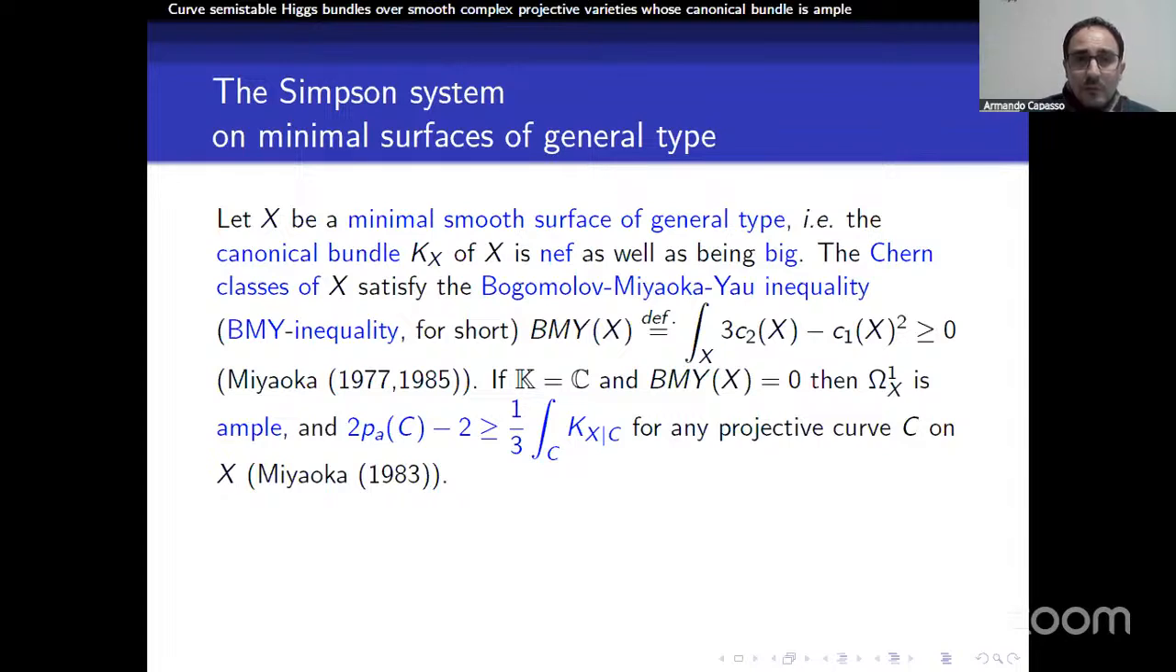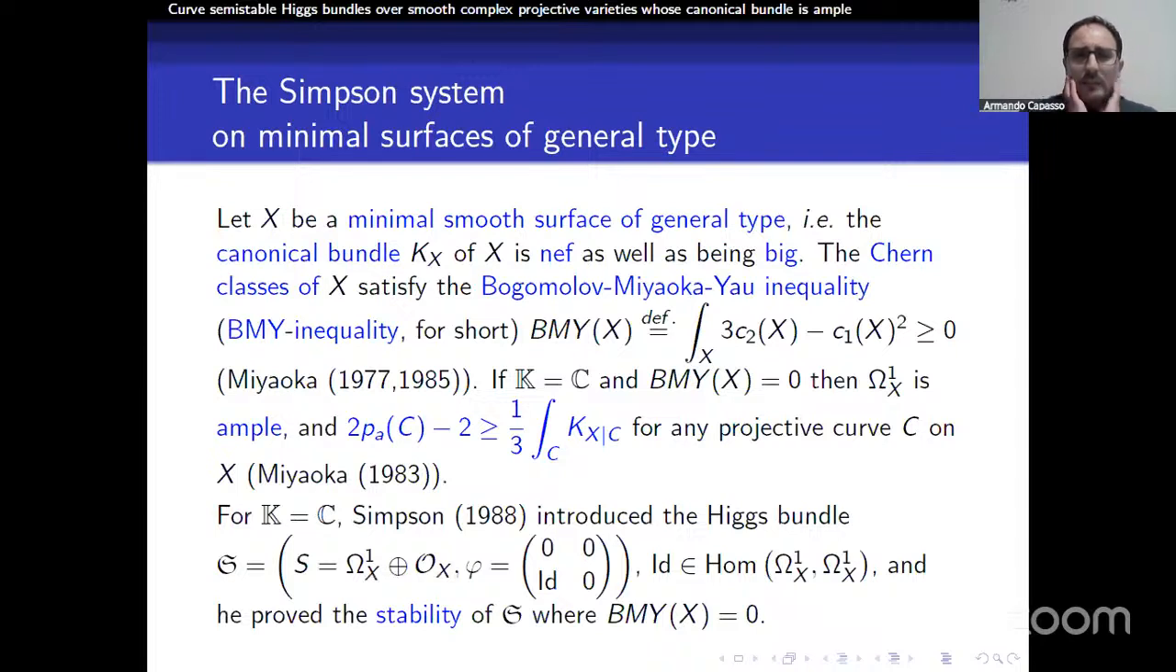This condition says that minimal smooth projective surfaces of general type whose cotangent bundle is ample are algebraically hyperbolic. I record this later.